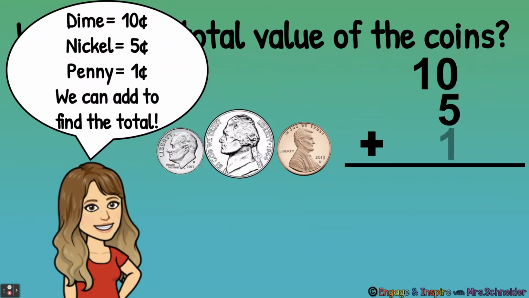10 plus 5 plus 1. We know how to solve this problem. First, we're going to start on the right in our ones place. So 5 plus 1 equals 6.